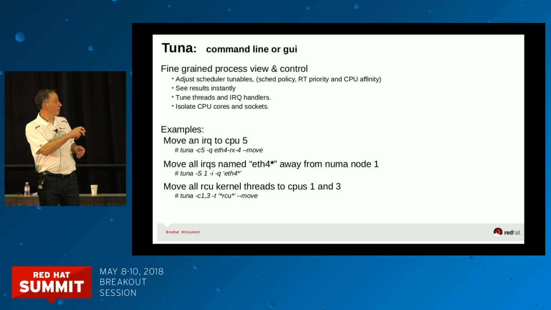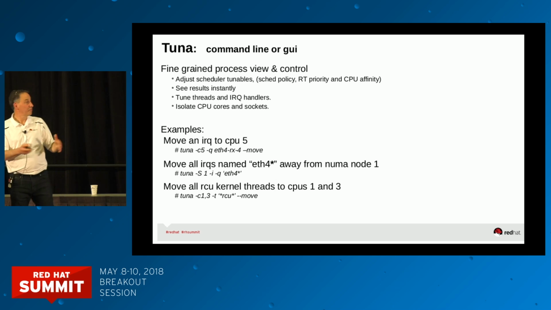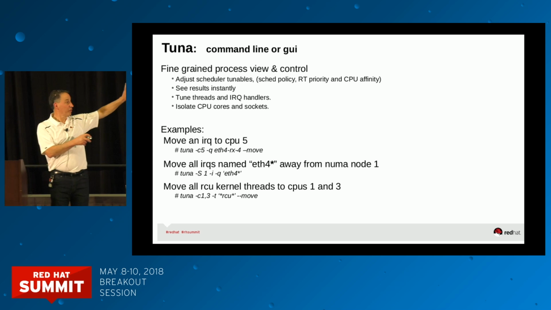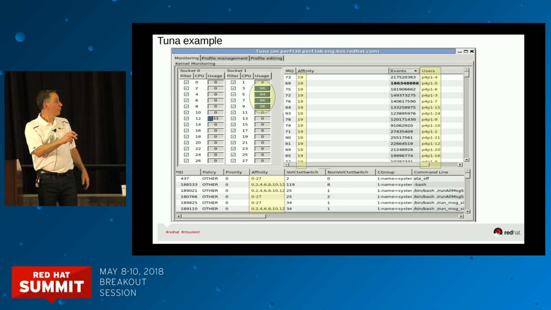You can see a lot, very quick. If you want to move, like this one here, all IRQs, ETH4, and then a wildcard, away from NUMA node 1, because let's say that's a network interface you don't care about, that one command will do it. And there are a whole lot of commands, things you can do with Tuna.